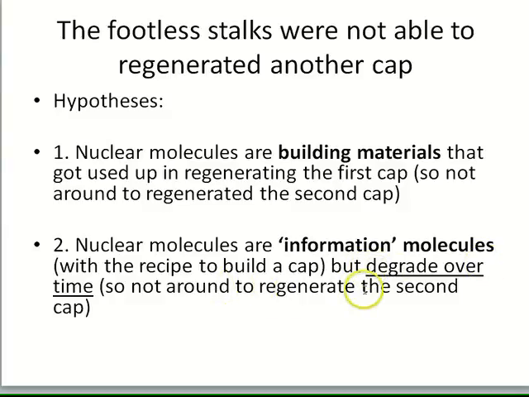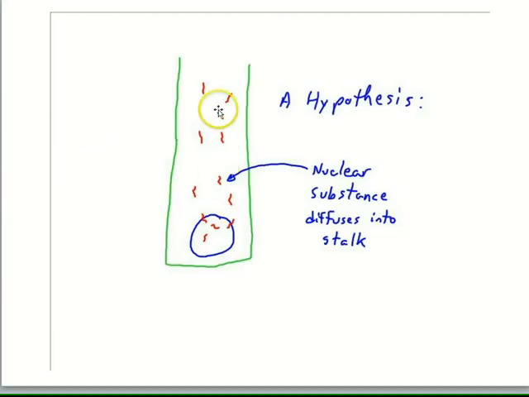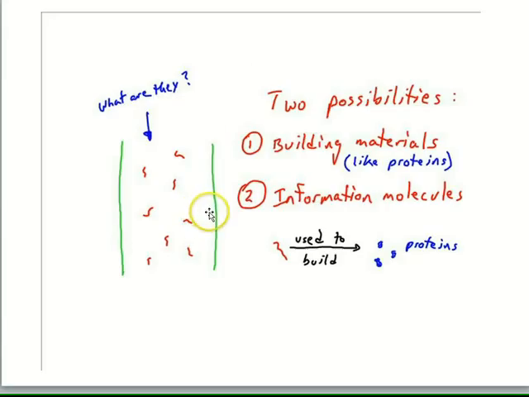And so they're not around to regenerate a second cap. So we have two possible hypotheses: that the nuclear substances are building materials, or they are information molecules. If they were building materials, perhaps they're like proteins. Maybe the nucleus is producing proteins, and these are the actual protein building materials to build the cap. Or perhaps the nucleus is producing some molecules that are not themselves building materials, but these information molecules are somehow used to build proteins, which are the building materials to build the cap, right? So again, the two possibilities: building materials or information molecules.